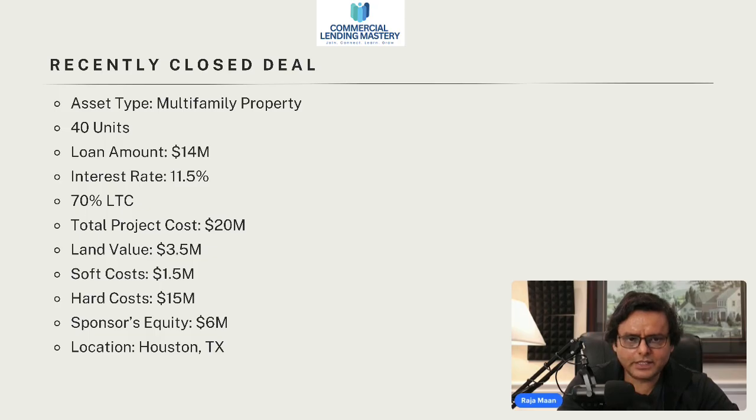This is a recently closed deal. We are running out of time. Asset type: multifamily property, we did in Houston. 40 units, loan amount is $14 million. Interest rate was 11.5, 70% loan to cost. Total project cost was $20 million. Land value was 3.5, they purchased a few years ago.